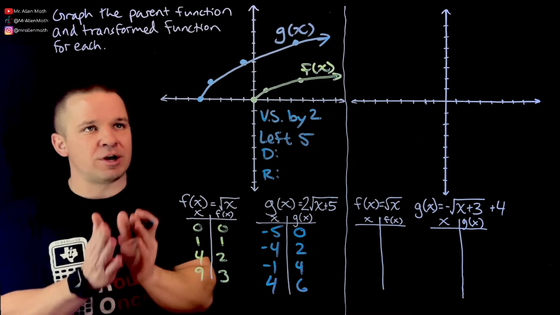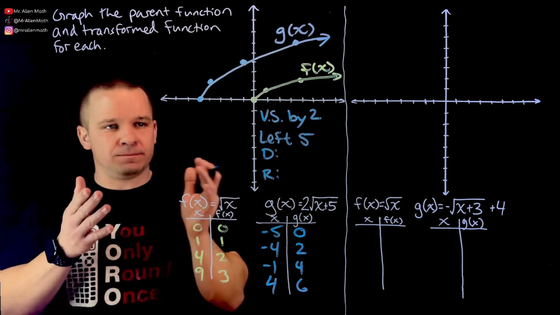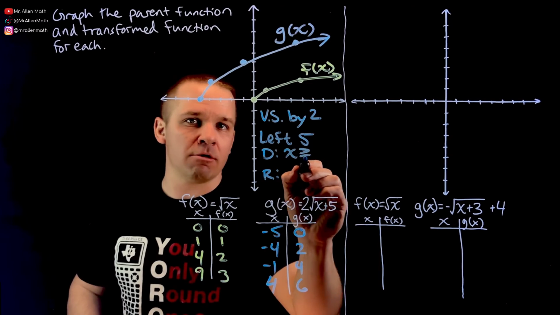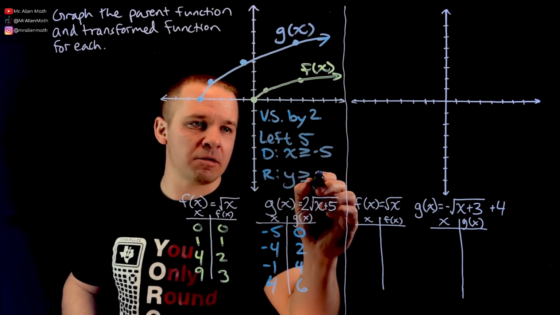So that was the vertical stretch, and we shifted to the left 5. That all looks good. How about my domain and range now? Well, domain, if I'm writing it with inequalities, I'll say that x is going to be greater than or equal to negative 5. And my range is still going to be y is greater than or equal to 0.